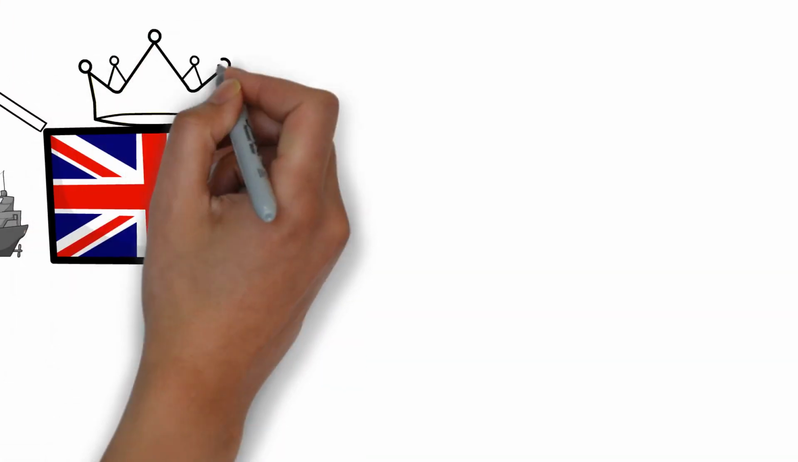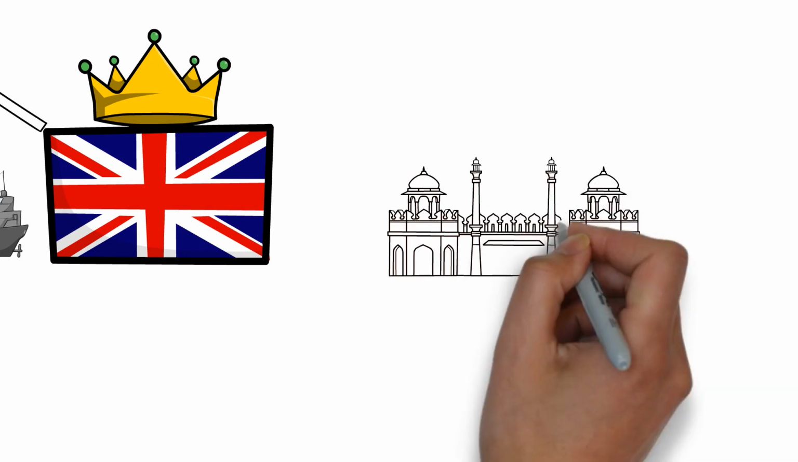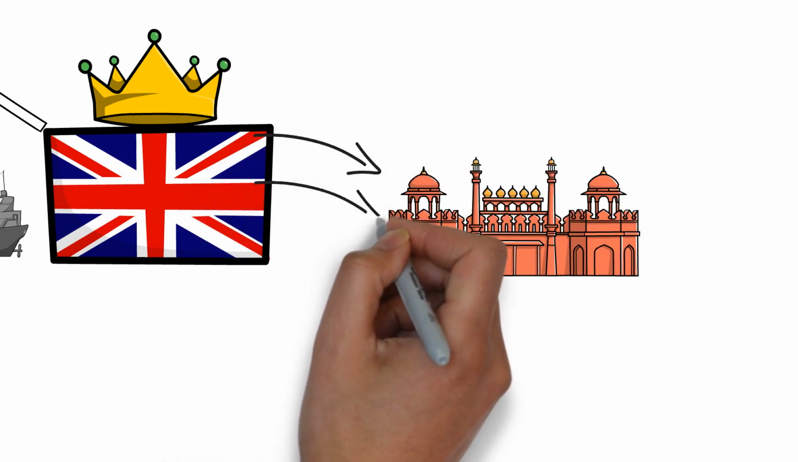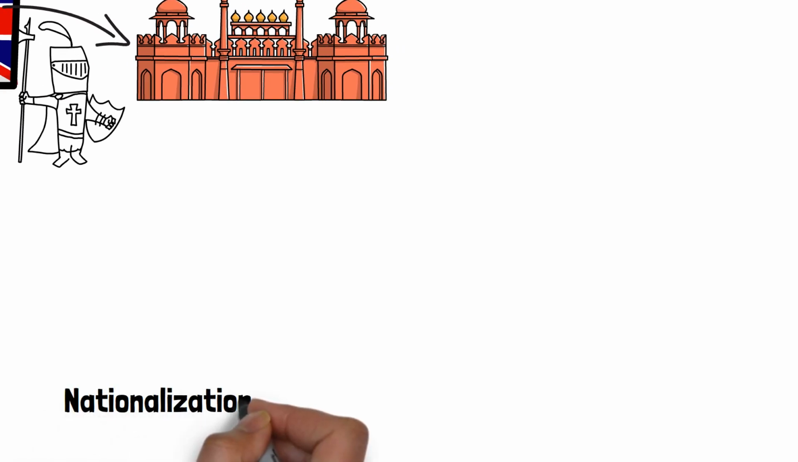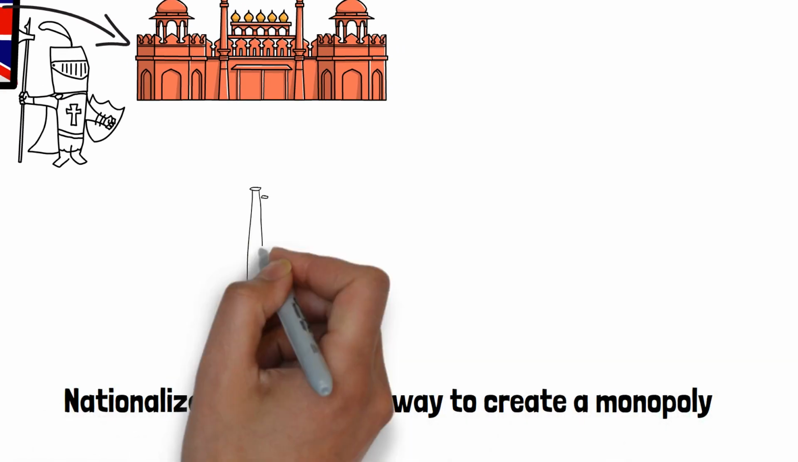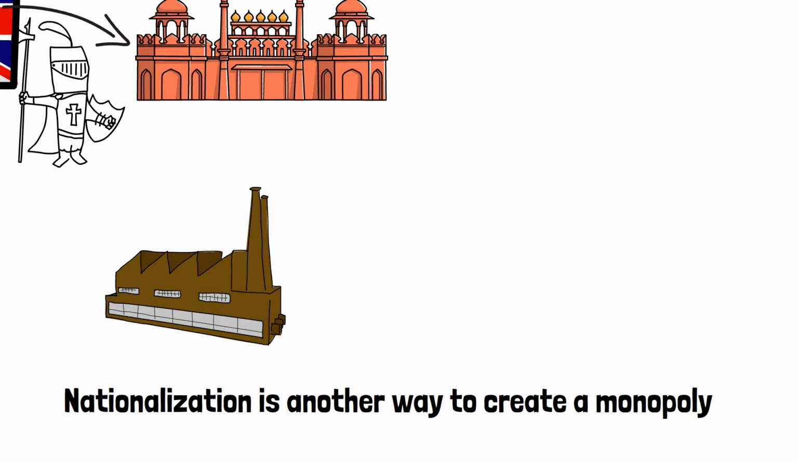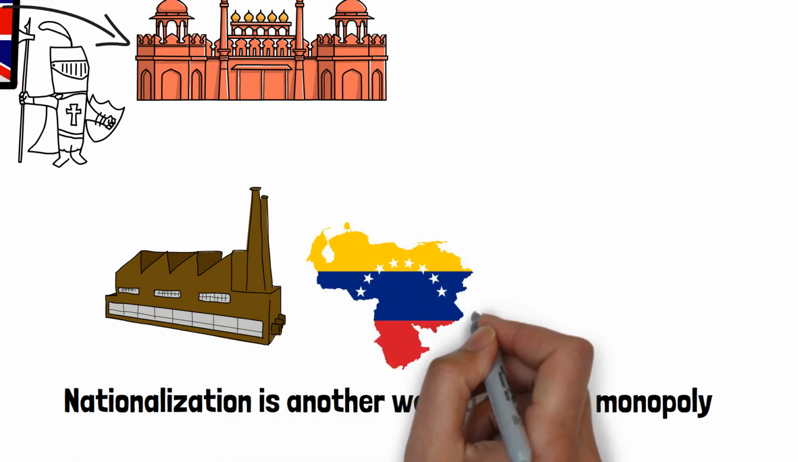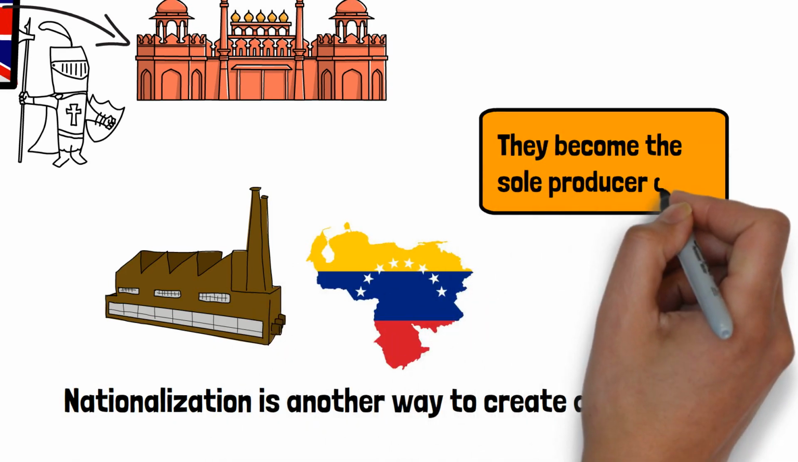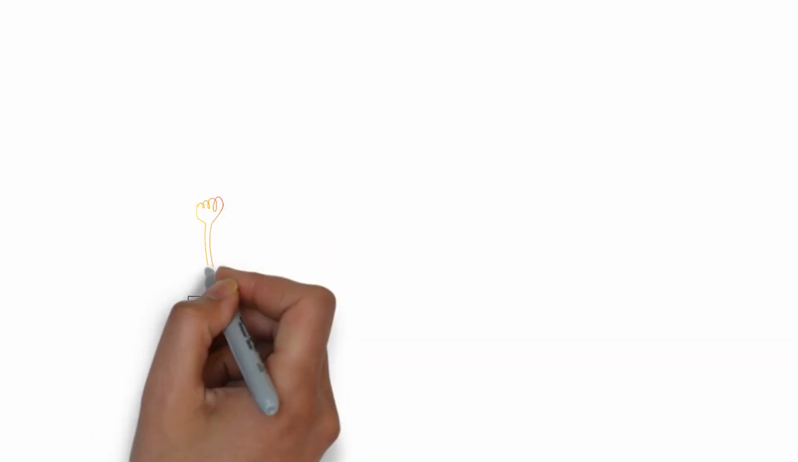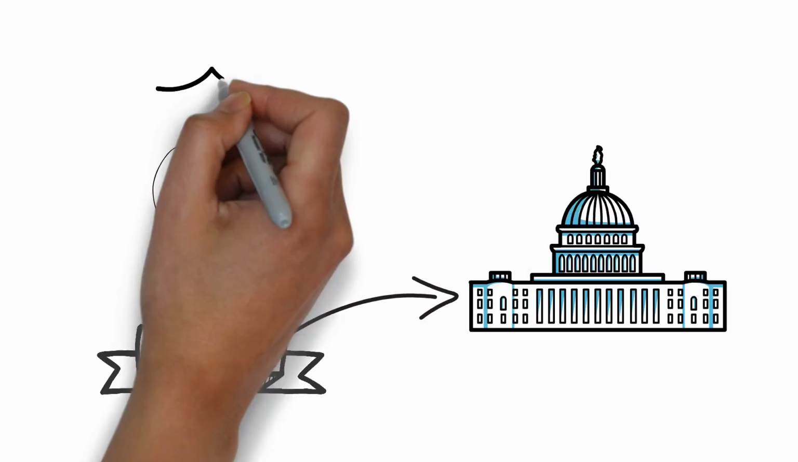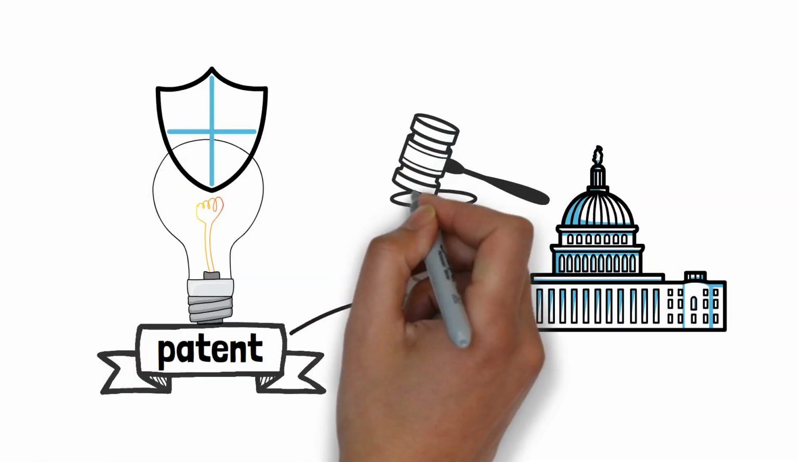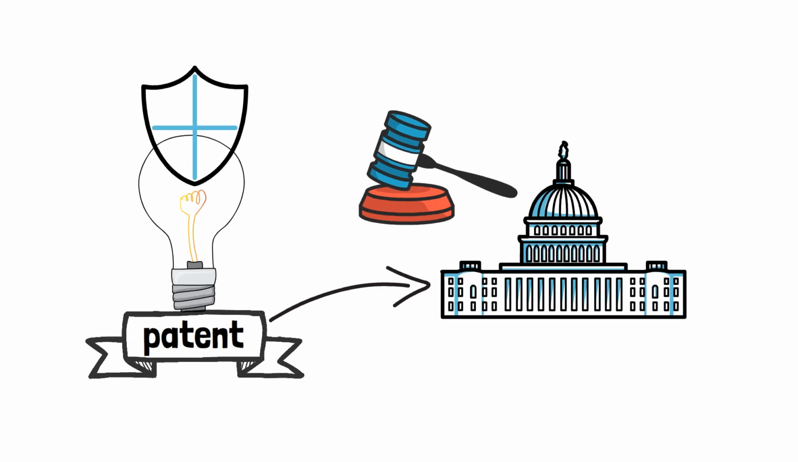At the height of its power, the firm served as the virtual ruler of India with a power to levy taxes and direct armed forces. Nationalization is another way to create a monopoly. When the government takes over an industry such as oil production in Venezuela, they become the sole producer of oil. Copyrights and patents are another way in which assistance from the government can be used to create a monopoly or a near monopoly, because the government has laws in place to protect intellectual property.